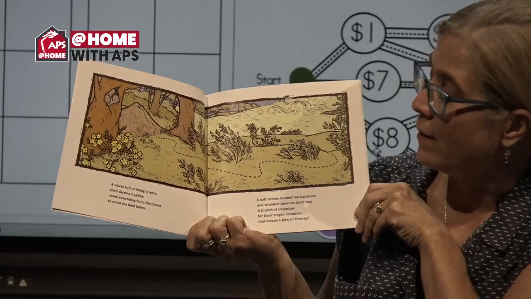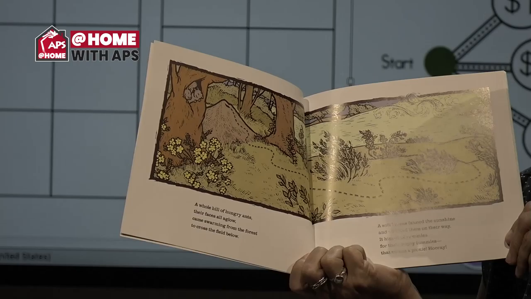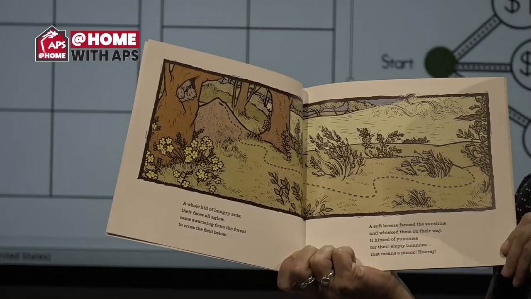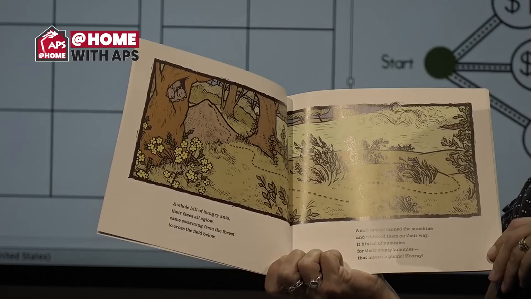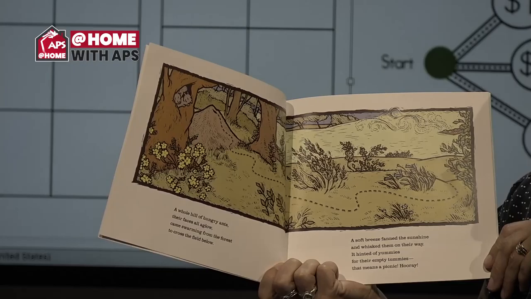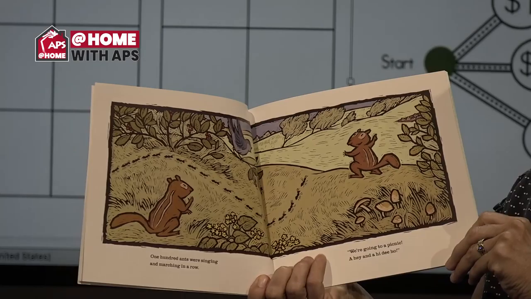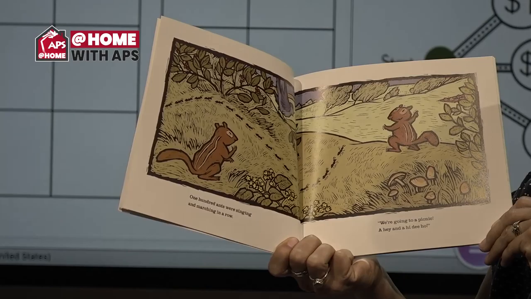A whole hill of hungry ants, their faces all aglow, came swarming from the forest to cross the field below. A soft breeze fanned the sunshine and whisked them on their way. It hinted of yummies for their empty tummies that meant a picnic. Hooray! 100 hungry ants were singing and marching in a row. We're going to a picnic, a hey, a heidi ho.